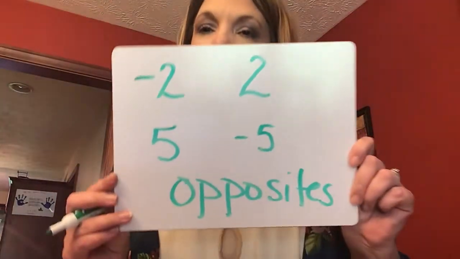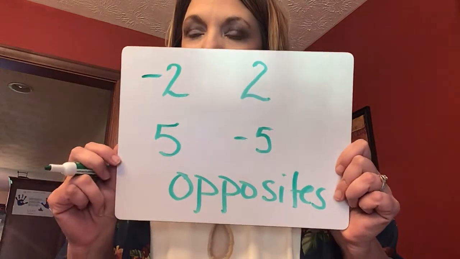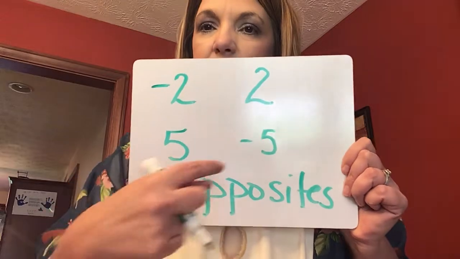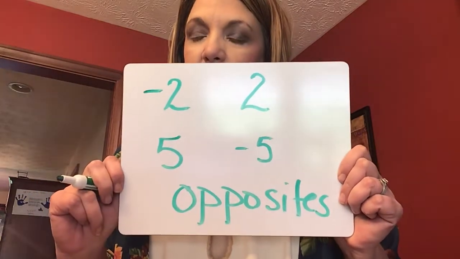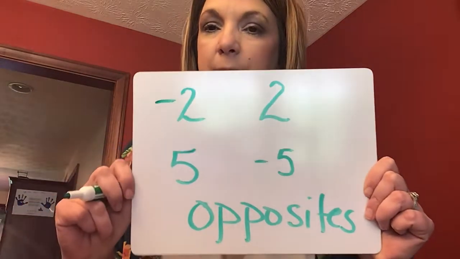So the opposite of -2 is 2, and the opposite of 5 is -5. Okay? These are opposites. Because if you looked at them on the number line, they are each, -2 and 2 are the exact same distance from 0 on the number line. And 5 and -5 are the exact same distance from 0 on the number line. Those are opposites.